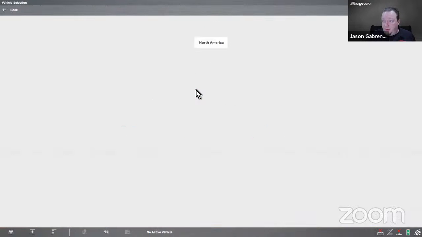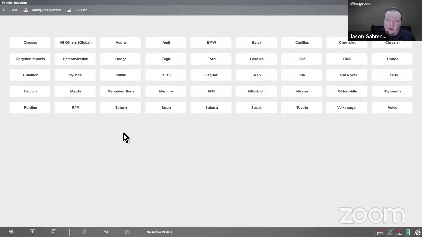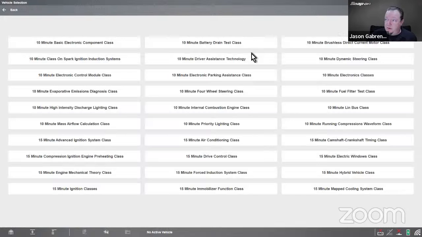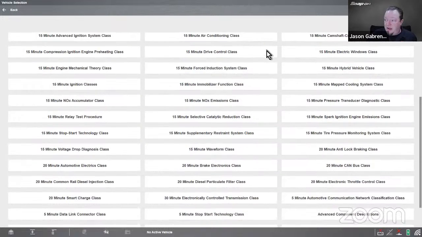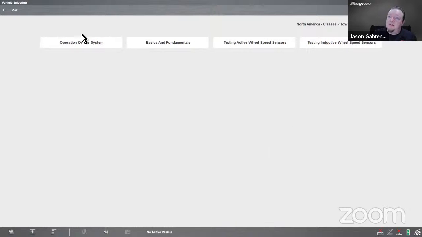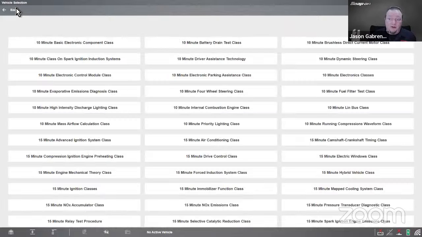So that's the old one. Actually, before I go further, I also want to remind you, if you have a Snap-on scan tool with the guided component test feature that I'm showing here, you also have built-in classes. And 2 of the classes under how-to are going to be for ABS. So if I come down, here's a 20-minute anti-lock braking class: operation of the system, basics and fundamentals, testing active wheel speed sensors and testing inductive wheel speed sensors. So it goes in a little more depth.